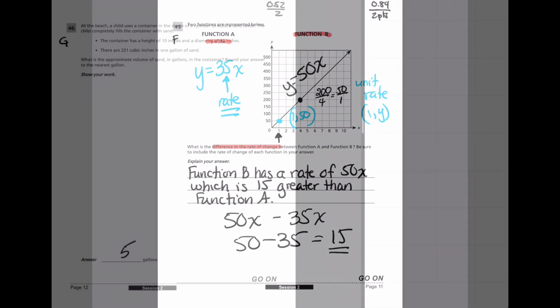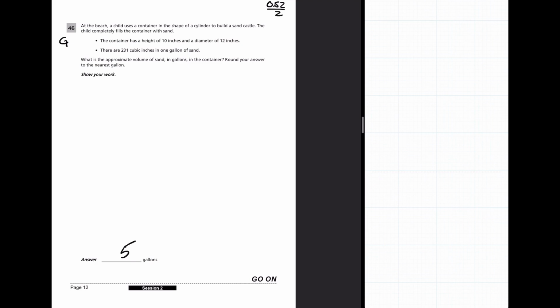All right, let's go to, okay, here's 46. It's another 2-point problem. My final answer is going to be 5 gallons. Let's look through. This is a geometry problem. At the beach, a child uses a container in the shape of a cylinder. So that's going to be important to build a sand castle. The container has a height of 10, a diameter of 12, and there are 231 cubic inches in 1 gallon of sand.